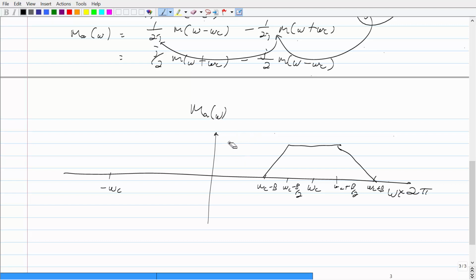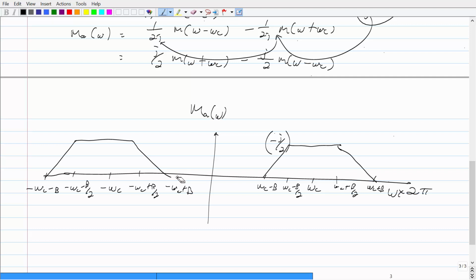Okay, so I'm just going to put a height here. This is minus j over 2. Technically it should go on the bottom, but I messed it up, so that's okay. So it's technically a minus here. And then you're going to have another copy over here. So minus omega c minus b, and then minus b over 2, and then plus b over 2, and plus b. So that's going to look like this.